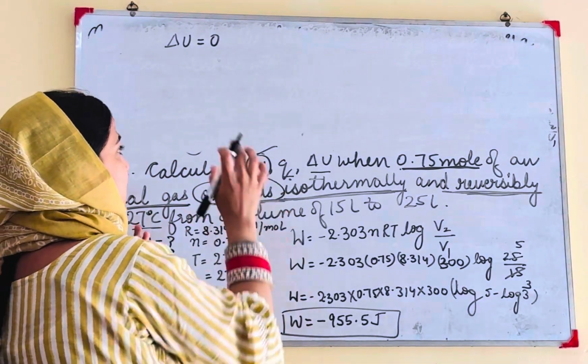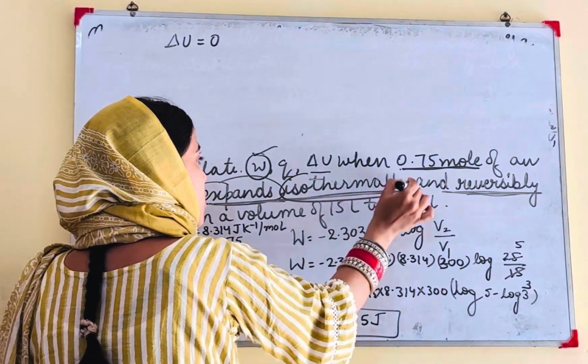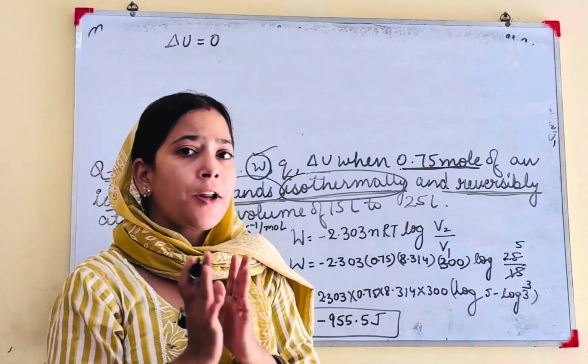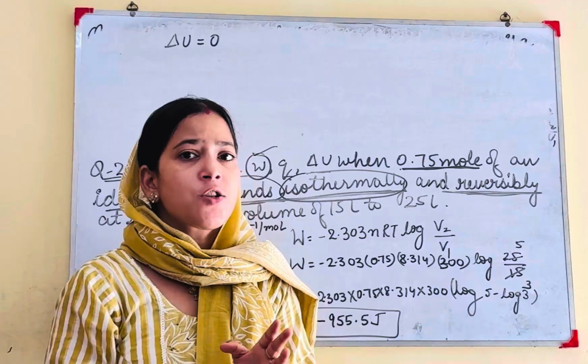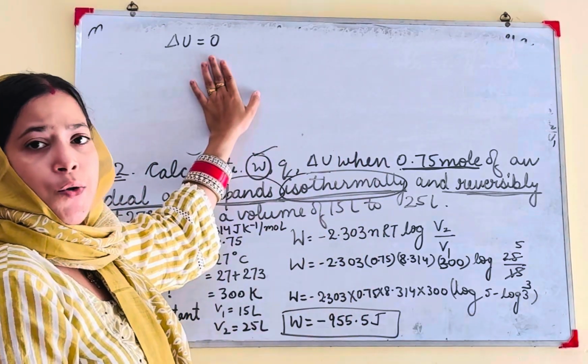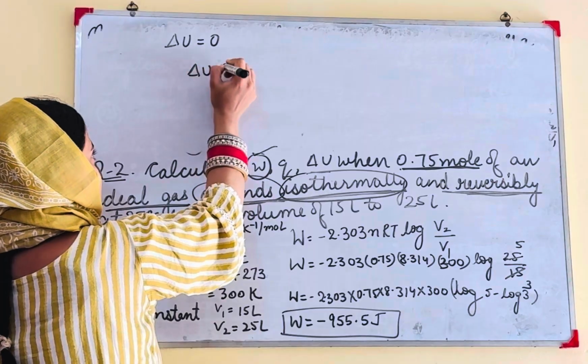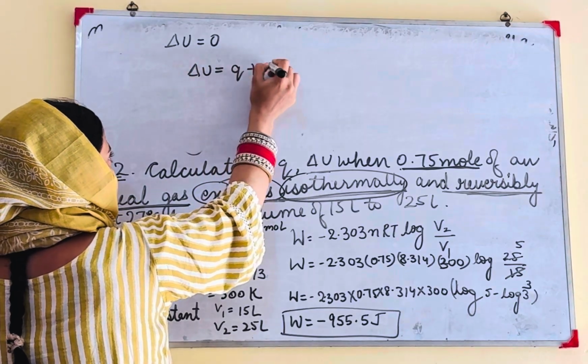Do you know why it is 0? Because there is isothermal condition. We know that internal energy is a function of temperature. If temperature is constant, then delta U is equal to 0. Now again applying the first law of thermodynamics, delta U is equal to Q plus W.